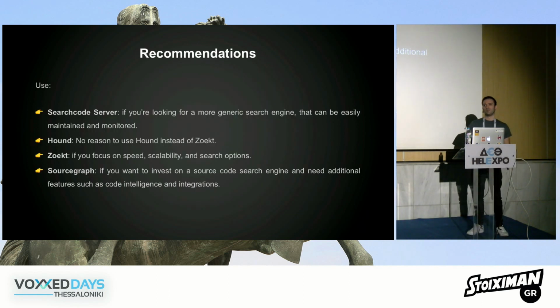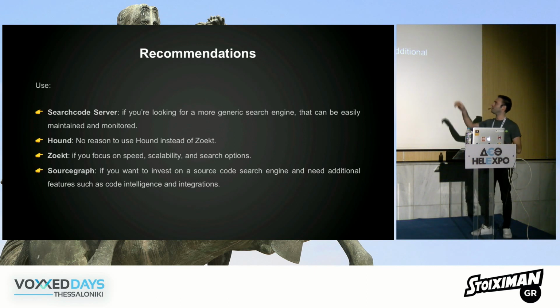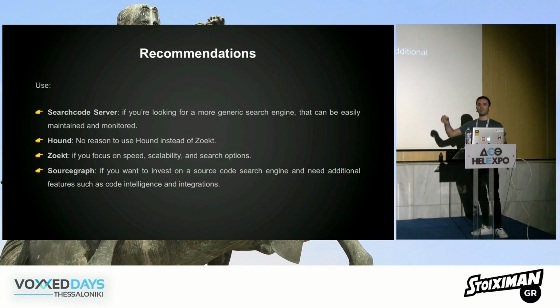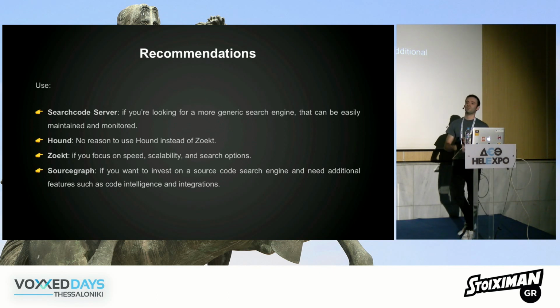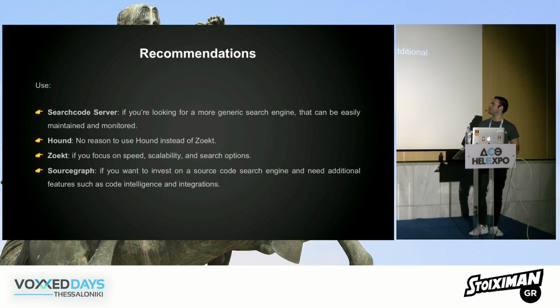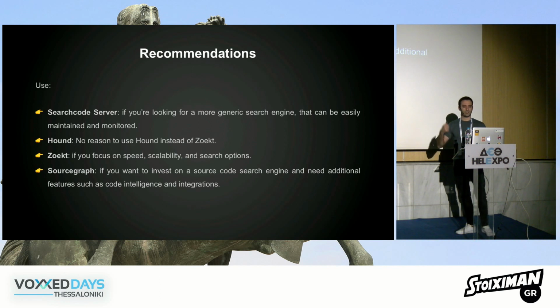Now, as we said at the beginning, the decision on which service to use heavily relies on your needs. So here are a few recommendations. Use Searchcode Server if you're using a Git hosting service that doesn't provide any search at all, because you will need some kind of searching. Hound, I don't think there is any reason to use Hound. Maybe if you have only a few repositories and you don't expect this number to grow fast. So use Zoekt if you're especially in big companies and you want an open source solution that's extremely scalable and fast. And finally, if you want to invest in source code searching, which I hope you do, then use Sourcegraph.